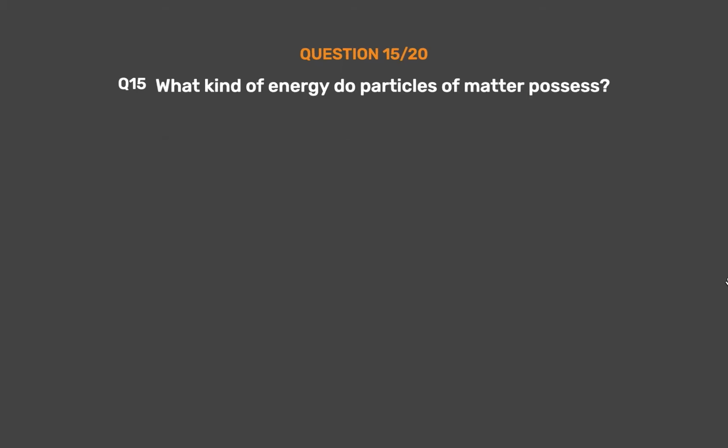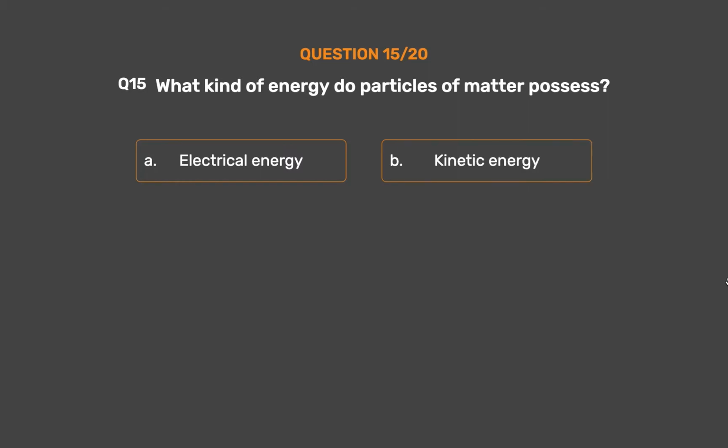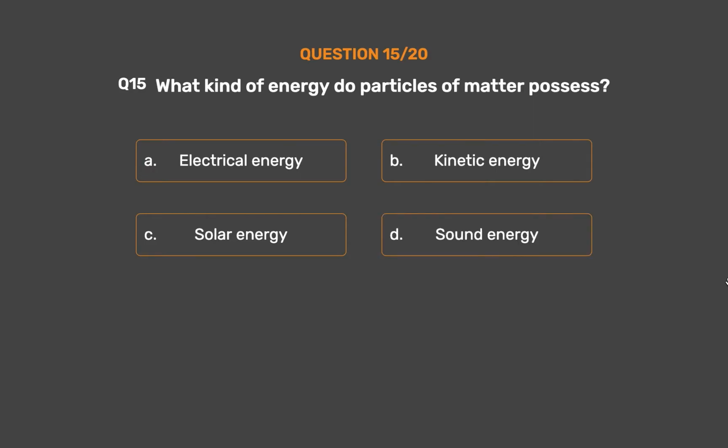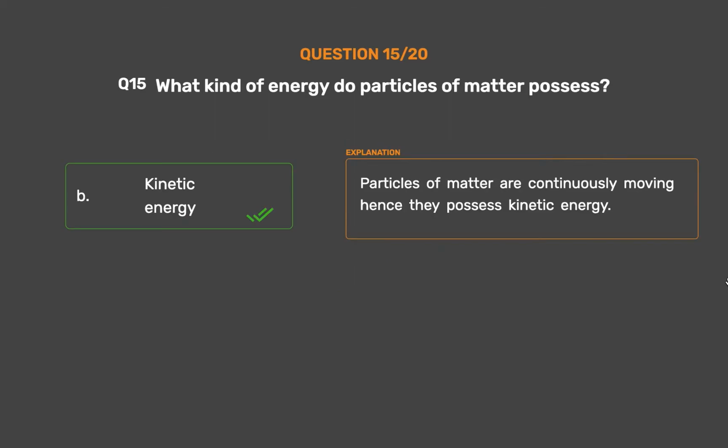Question number 15. What kind of energy do particles of matter possess? Option A. Electrical energy. Option B. Kinetic energy. Option C. Solar energy. Option D. Sound energy. The correct answer is option B. Kinetic energy. Particles of matter are continuously moving, hence they possess kinetic energy.